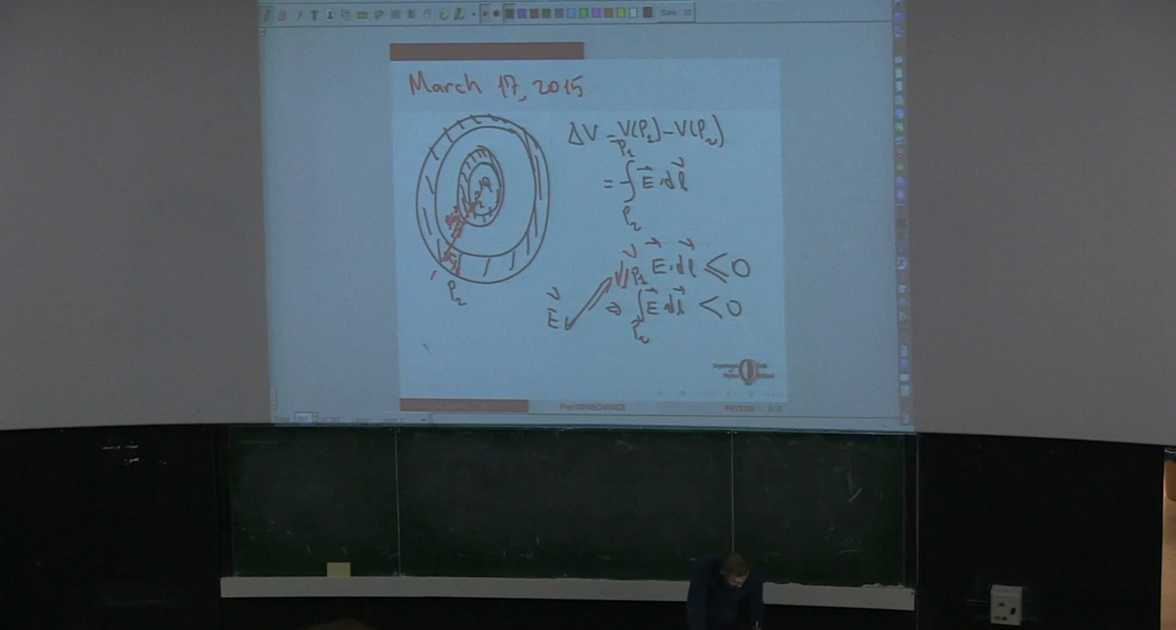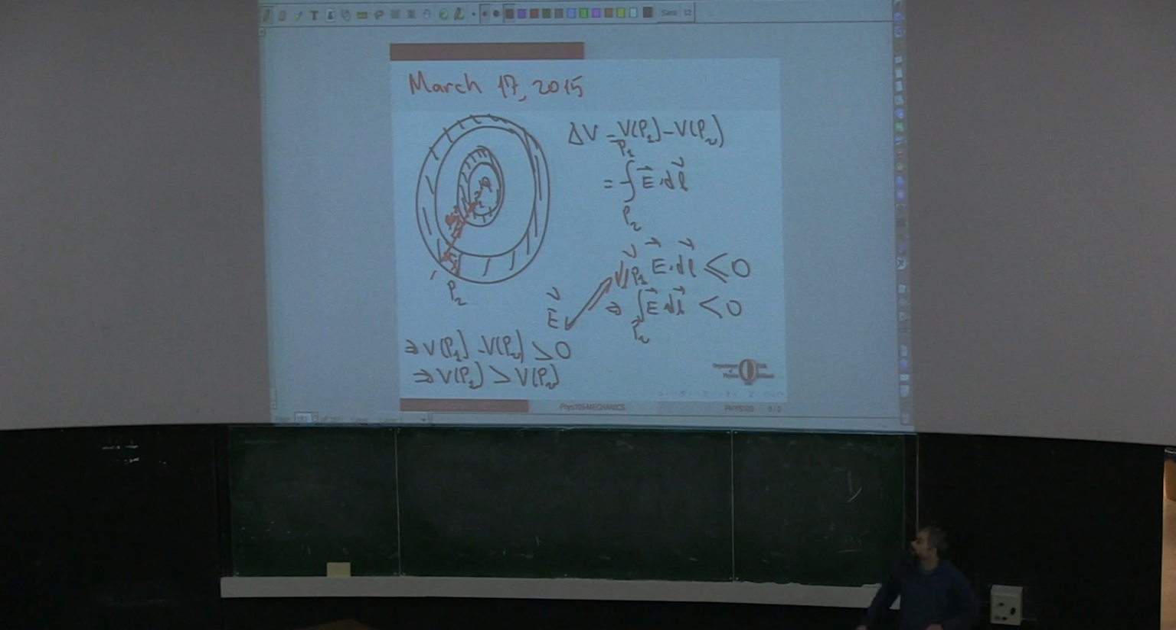This tells me that V of P1 minus V of P2 is greater than 0, which tells me that V of P1 is greater than V of P2. That is, the potential at the point P1, the point on the inner surface, is larger than the potential on a point on the outer surface. So this was the answer to our question that we discussed on Thursday.